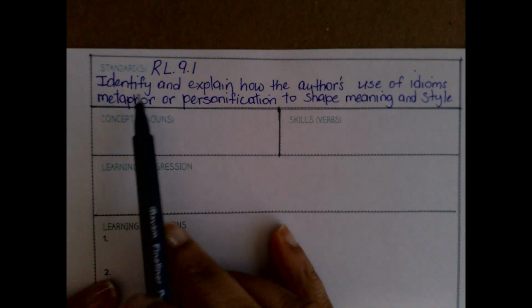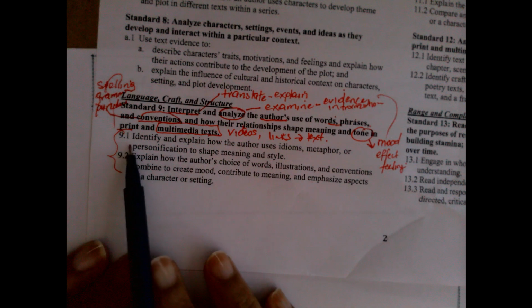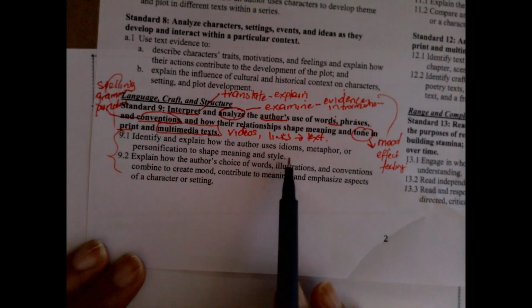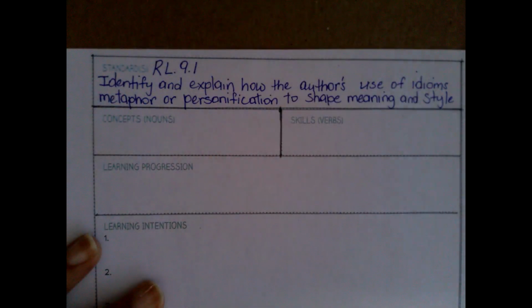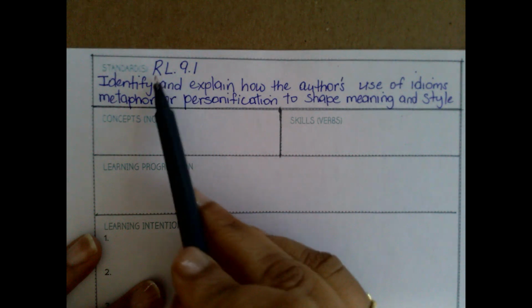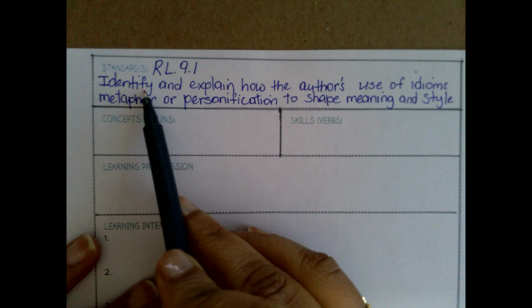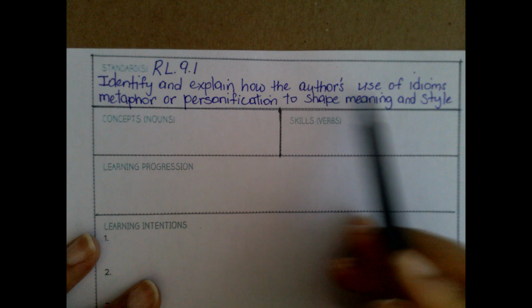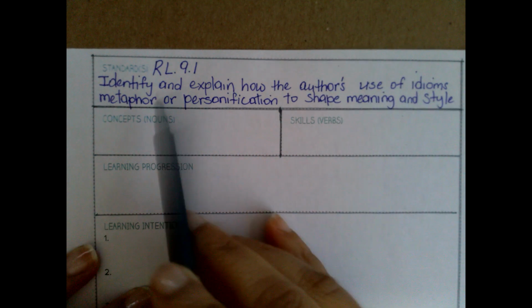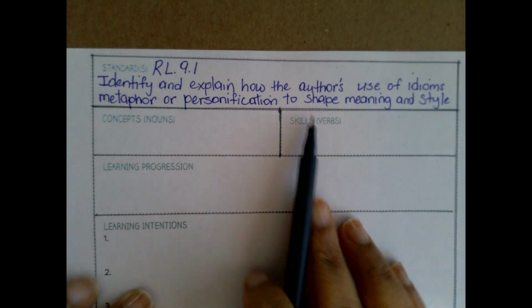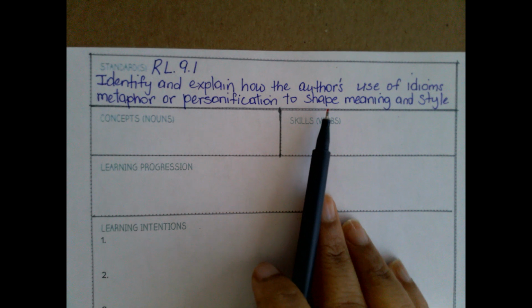All right, so this is one of the standards taken from the curriculum document, 3rd grade. This is RL 9.1. It says: identify and explain how the author's use of idioms, metaphor, or personification shape meaning and style of the text, of course.